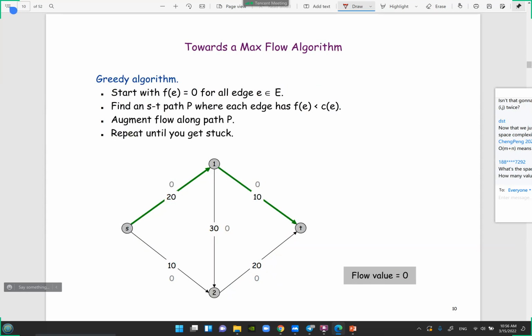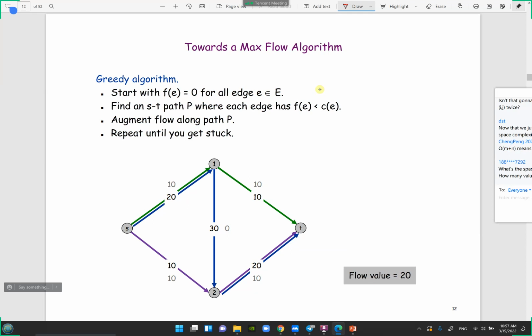Now, on the other hand, let's say that we use a non-greedy algorithm. Let's say that somehow you found these two paths, the green path and the purple path. On the green path, we have to find the minimum capacity, which is a minimum of 20 and 10. So on the green path, you can send at most 10 units of flow. And on the other path, you can also only send 10 units of flow. So currently we have a flow value of 20, because you're sending 10 on the upper path and 10 on the lower path.